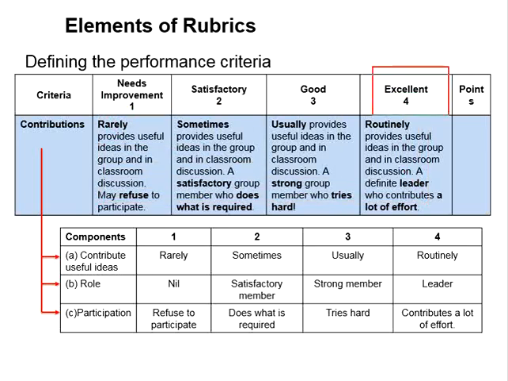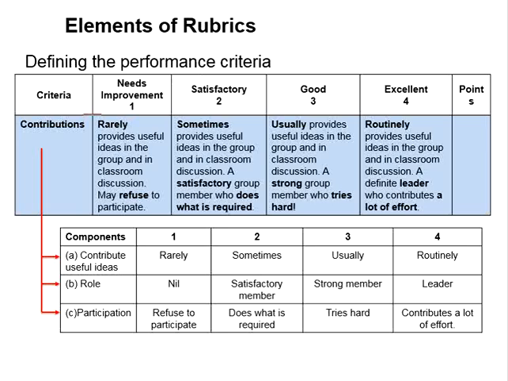Normally, we start with the ultimate expectations from the students, which in this case is: routinely provide useful ideas in the group and in class discussions, a definite leader who contributes a lot of effort. This is about contributions of the students in the group. So if you observe the characteristics, you will find the words routinely, leader, and a lot of effort. And then probably you go for the lowest level of quality, referring to the similar thing.